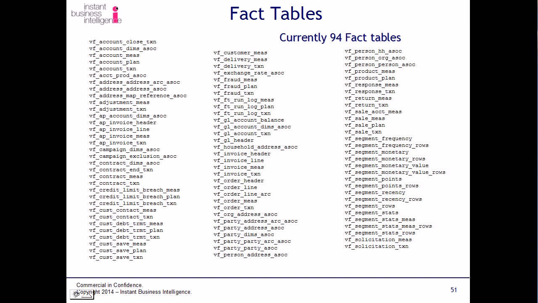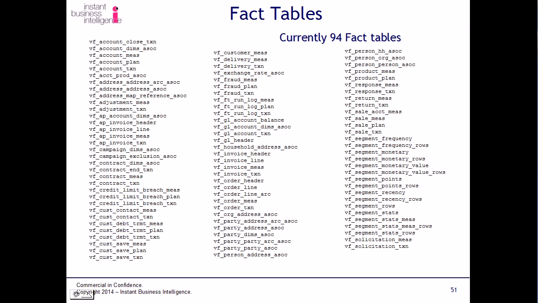With results of campaigns, we have response transactions and response measures. So as you have solicitations and responses, we track all the response transactions. Return transactions and measures from selling goods. When the good returns, you have a return transaction. We have a sale account measures. So this is relating the sales to the accounts and measuring them.